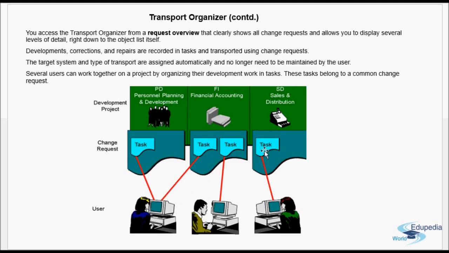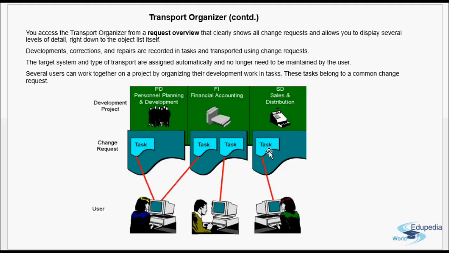Similarly, this change request has only one task. Every change request should have at least one task under it, and at maximum it can have n number of tasks. Each task can be worked on by one user, and one user can work on different tasks in different change requests. And it's not only that only one user is supposed to work on this task.